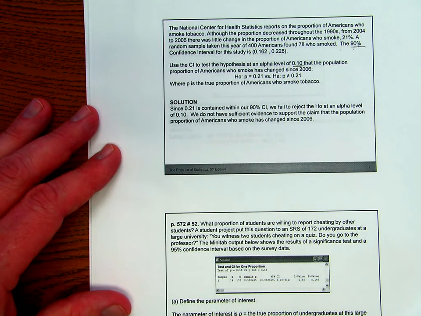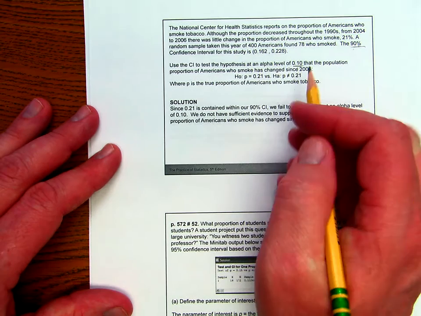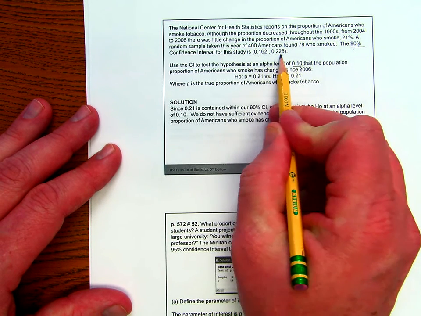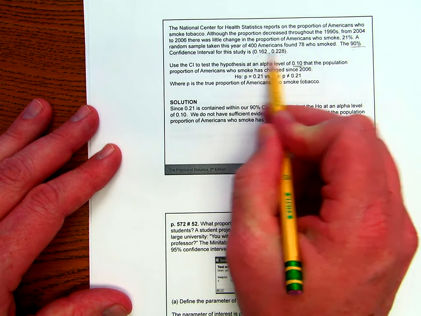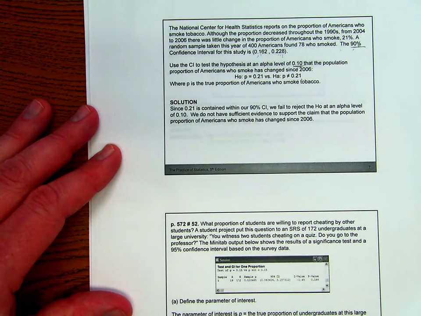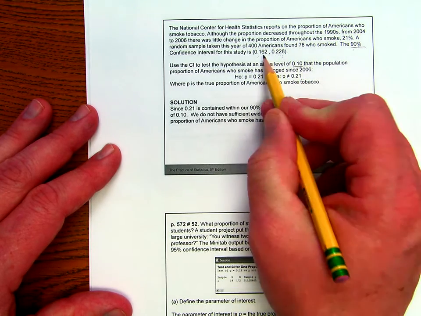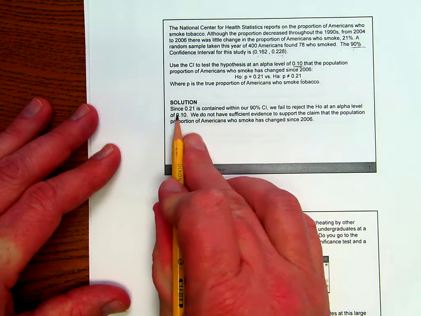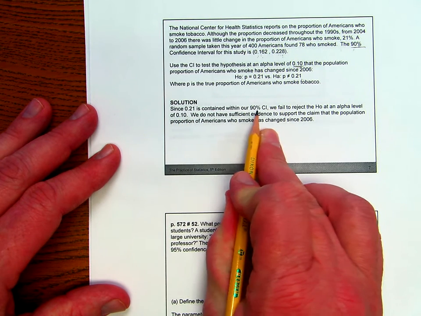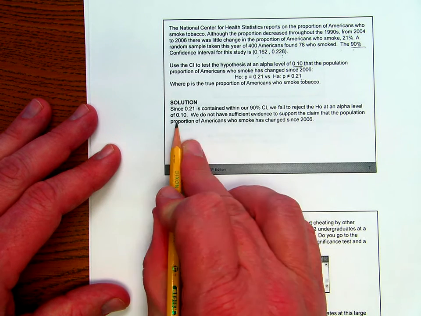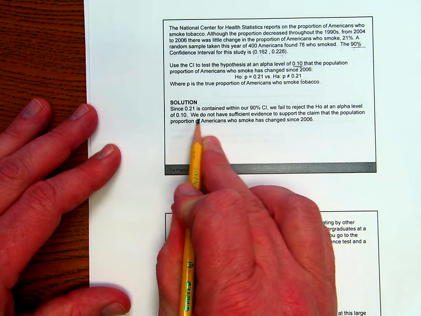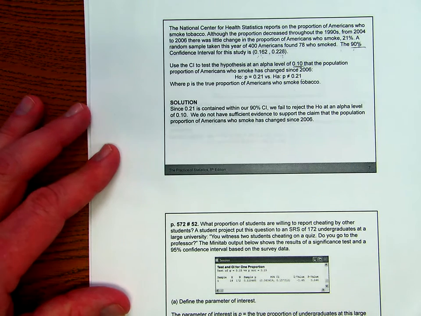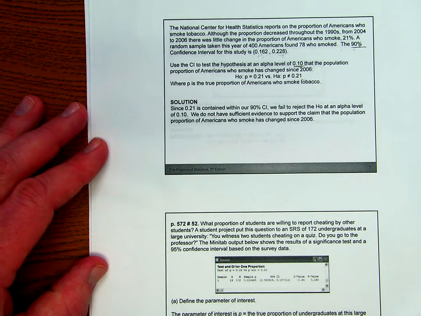So, for the example that we just finished, this number was outside that interval. When this number is outside that interval, that corresponds to rejecting the H0. We have evidence for the Ha. Okay, if this number is inside that interval, which it is here, that means we fail to reject. We do not have evidence for the Ha. So since the 0.21 is contained within our 90% confidence interval, we fail to reject the H0 at an alpha level of 0.1. We do not have sufficient evidence to support the claim that the population proportion of Americans who smoke has changed since 2006.